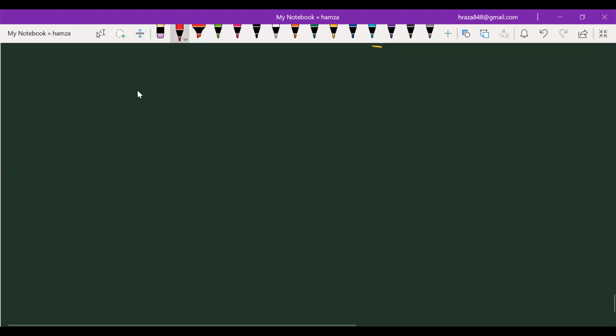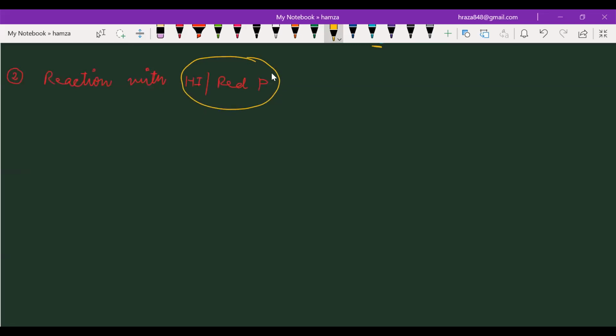Now see, the next reaction is reaction with hydrogen iodide in the presence of red phosphorus. You know what? This is a strong oxidizing agent. Sorry, not oxidizing agent. I'm so sorry. This is a strong reducing agent. Reducing agent.